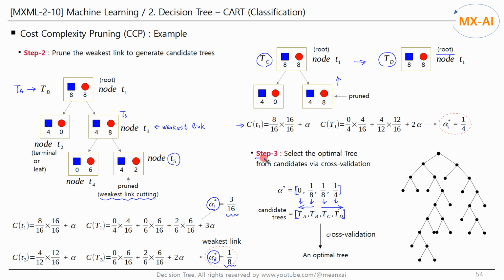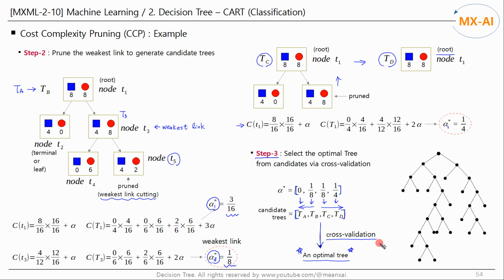In the final step, we use cross-validation to select the best tree among these candidates. And that's the core goal of cost-complexity pruning. Finding the tree that best balances accuracy and simplicity.